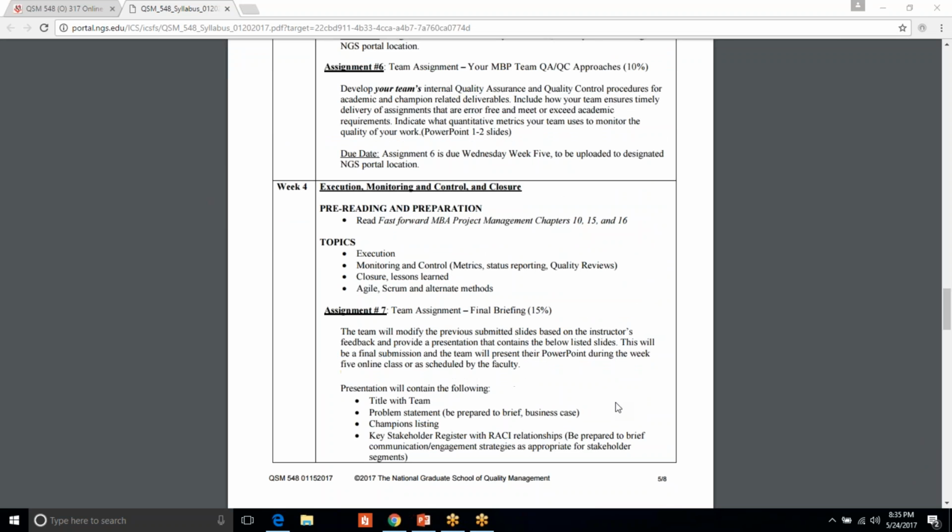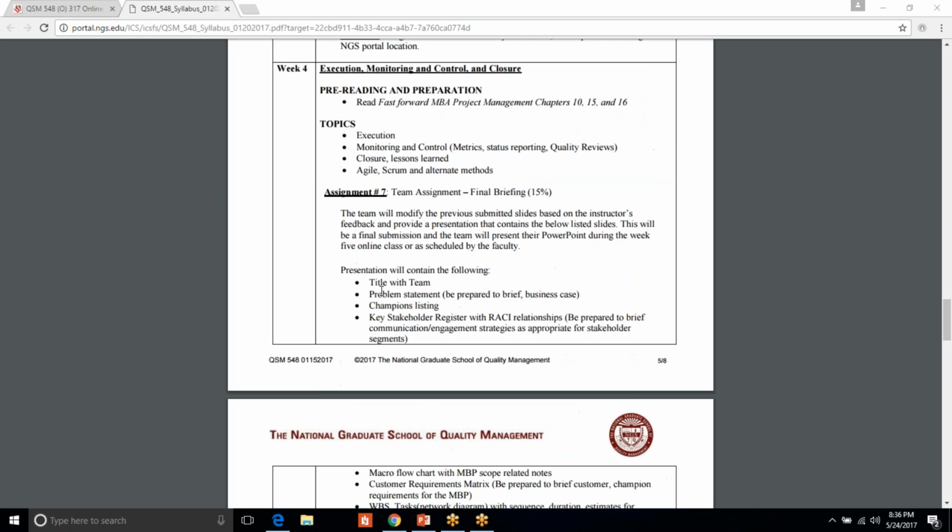All right. Week 4, we're focusing in on, now that we've got the plan developed and we've got the resources, how do we execute the plan? How are we monitoring its progress? And what are our control mechanisms? And then how do we wrap it up and move on? We'll ask you to look at chapters 10, 15, and 16 for that. And we'll talk about these various topics: monitoring, quality reviews, closure, lessons learned, and some other different types of alternative methods.